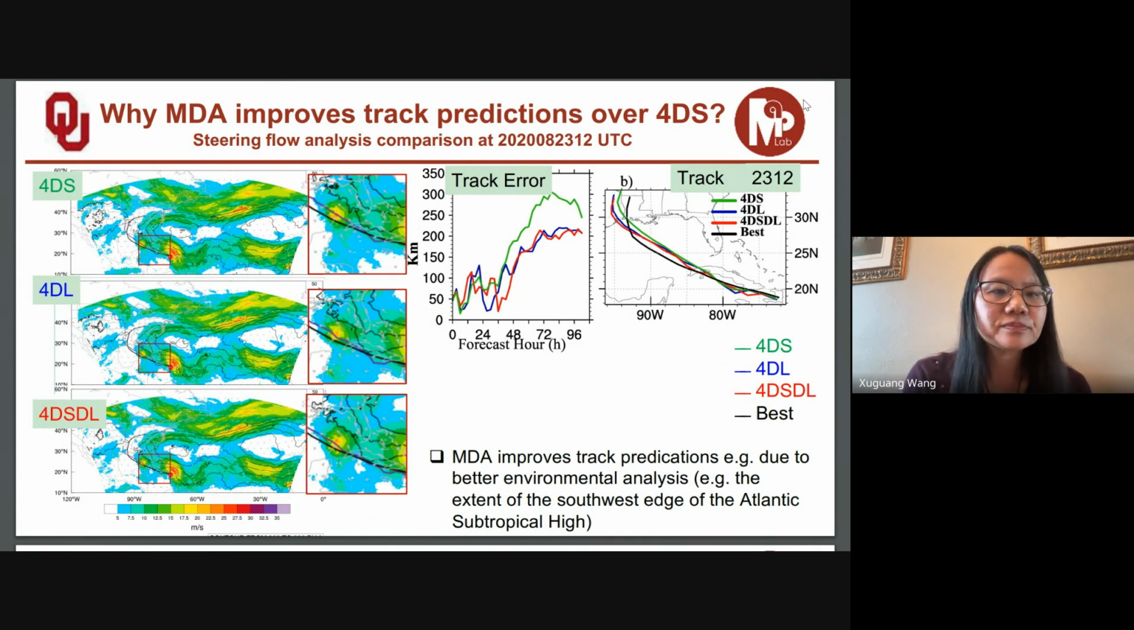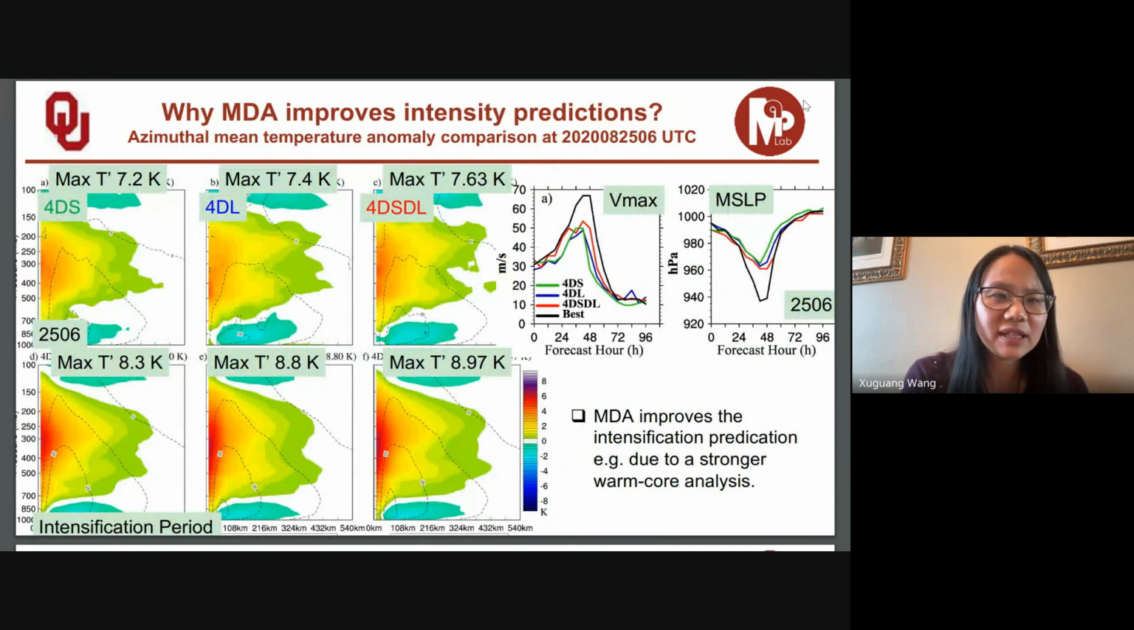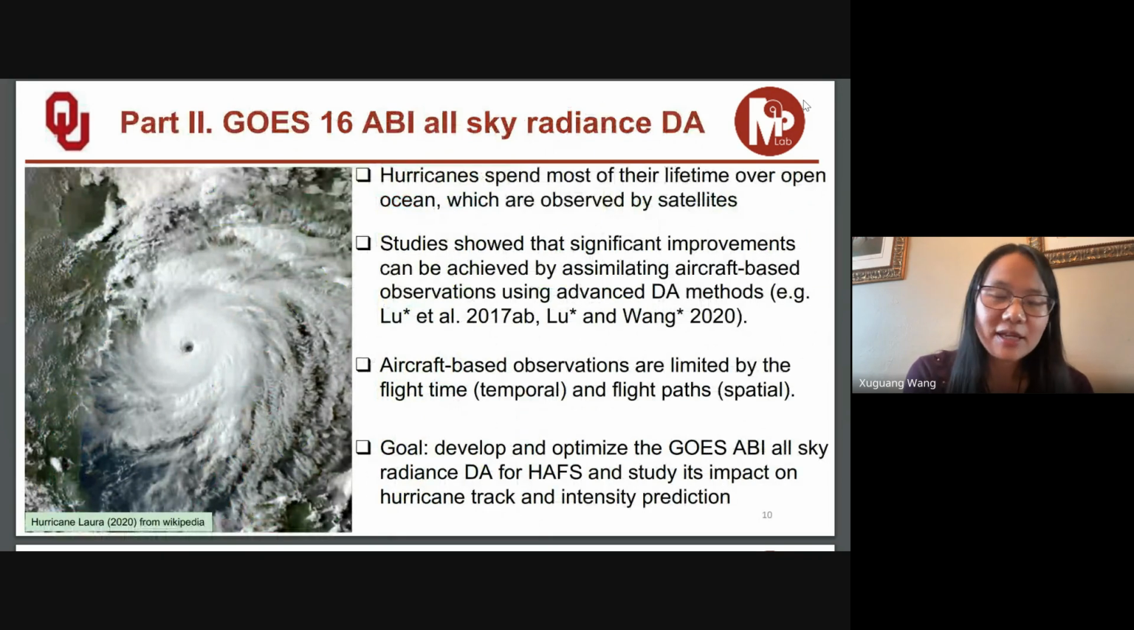Next, please. So why is it improving the intensity prediction as well? From diagnostics, we found the analysis using the multi-scale data assimilation with SDL is able to produce a stronger warm core analysis. This will affect the subsequent intensification forecasts for Hurricane Laura. Next, please. Okay, this is the second topic, efforts on GOES ABI all-sky radiance data assimilation.